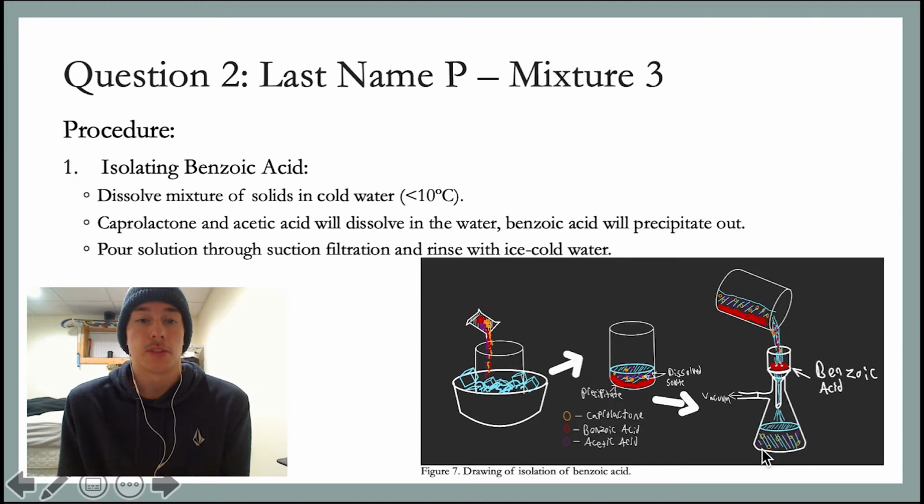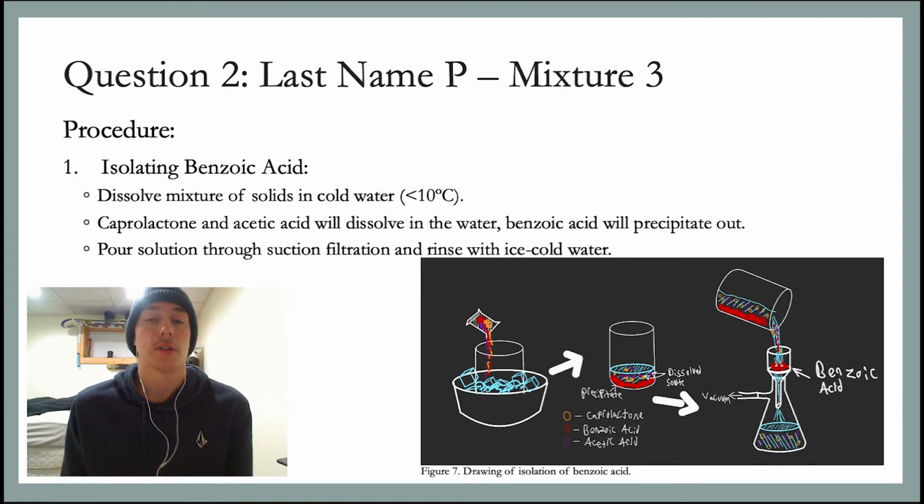So, to start the procedure, the first step is to isolate benzoic acid. This is done by dissolving the mixture of solids in a beaker with ice water, so that the water would be less than 10 degrees Celsius. This beaker could then be allowed to sit in an ice bath to ensure all the benzoic acid remains precipitated out of the solution.